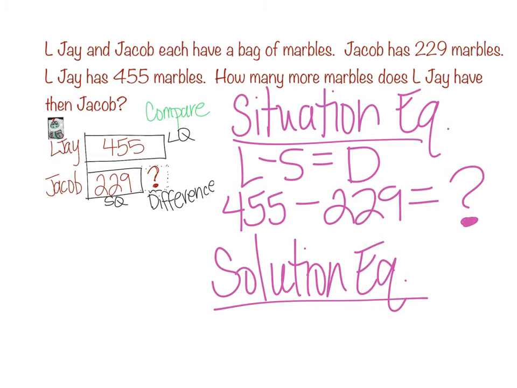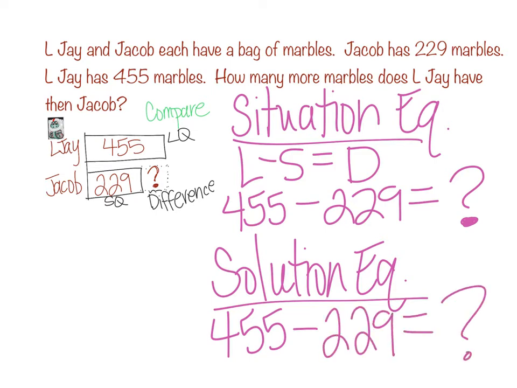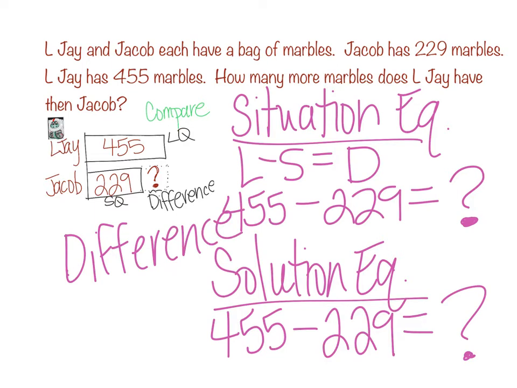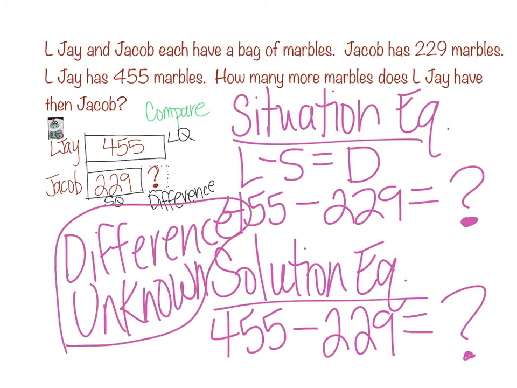The solution equation is how I solve the problem. And really, there's only one way to solve a comparison problem. You have to start with the larger quantity, which is 455, and subtract the smaller quantity from the larger quantity to find your answer. So this was a difference unknown problem. And remember, students, I write, you write. So everything Miss Ayala is writing, you should be writing down in your journal as well. So this is a difference unknown problem, and you'll notice that both the situation and solution equation are exactly the same in a comparison problem.